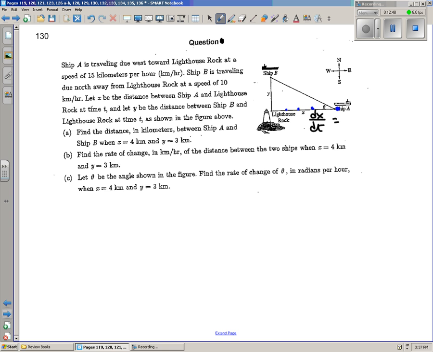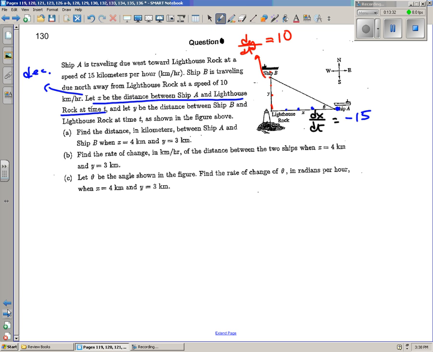So that x value, which is the distance between ship A and Lighthouse Rock, is decreasing because the ship is getting closer to the lighthouse. So dx over dt needs to be a negative number. Important. Ship B is traveling due north away from Lighthouse Rock. So y is increasing as time goes on. So that rate, dy over dt, will be a positive 10. Important. And let y be the distance between ship B and the Lighthouse Rock. Part A. Find the distance between ship A and ship B when x is 4 and y is 3.